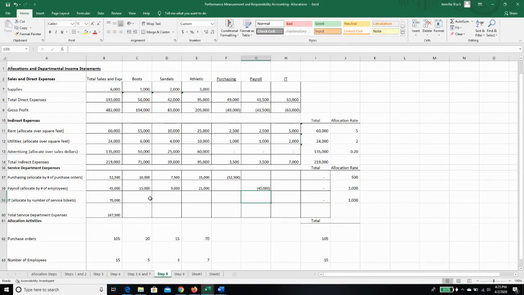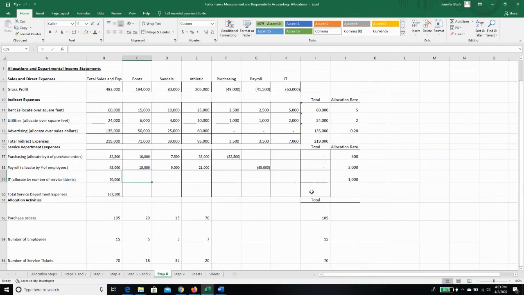Okay, and now we're going to do IT, and this is based on number of service tickets. So Boots, this computer has a mind of its own. Boots opened 18 service tickets, and they're getting $1,000 per service ticket, for $18,000.